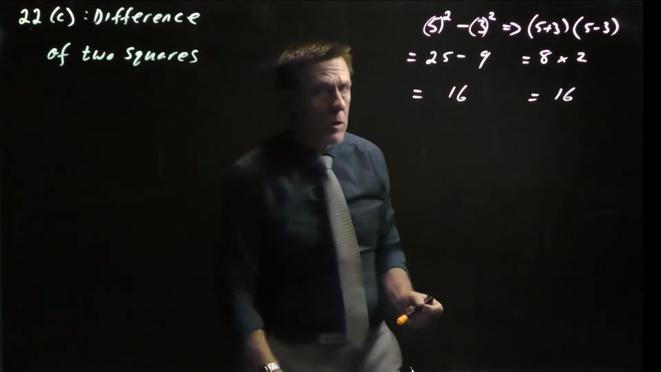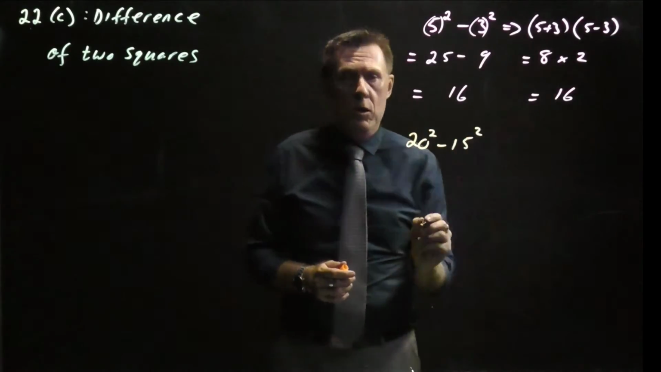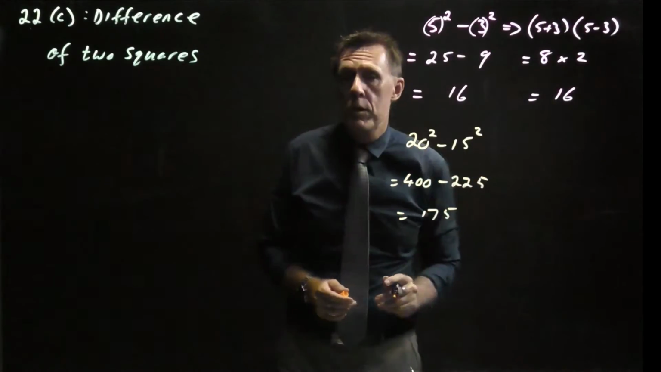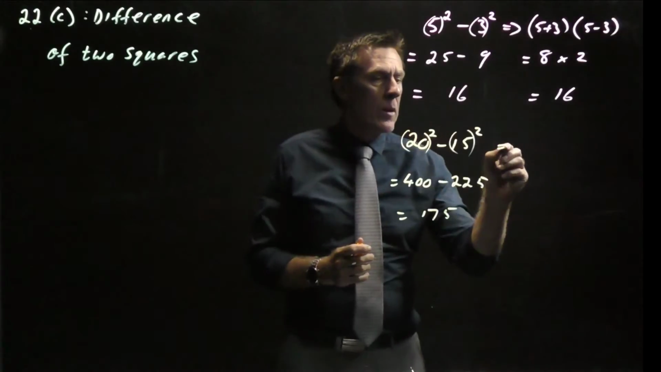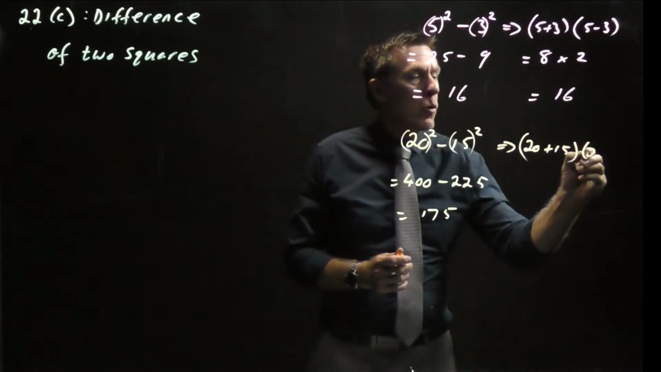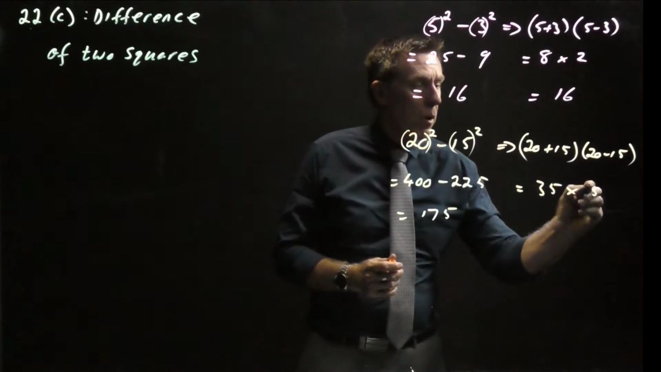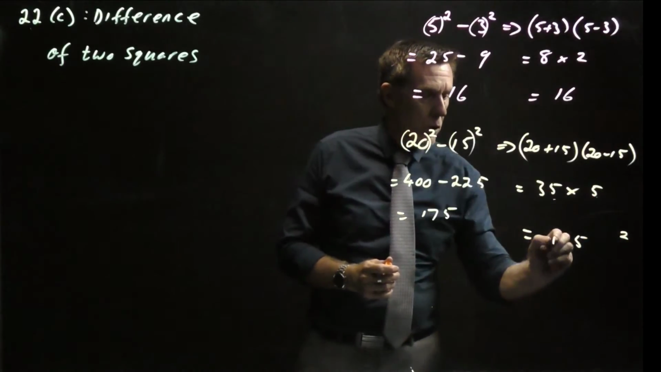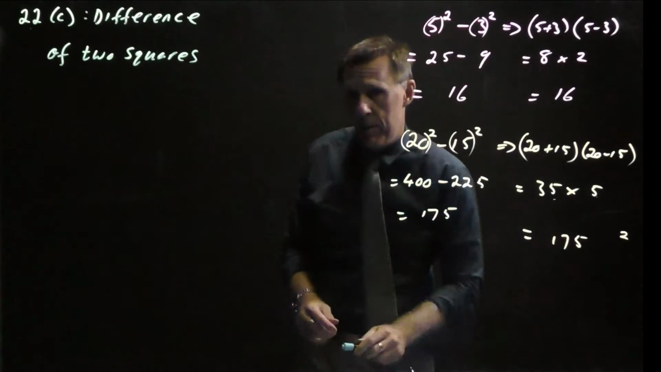And I'll just do another one to show you that it actually works. Let's say I was going to do 20 squared take away 15 squared. So that's 400 take away 225. That's 175. If we follow our pattern, we find the numbers being squared. We'll do the 20 plus the 15 inside one bracket, and the 20 take away the 15 inside the other bracket. I'll have 35 multiplied by 5. 5 times 5 is 25, carry the 2. 5 times 3 is 15, plus 2, 17. Same answer. Very good. So we have a clear pattern being set up here.